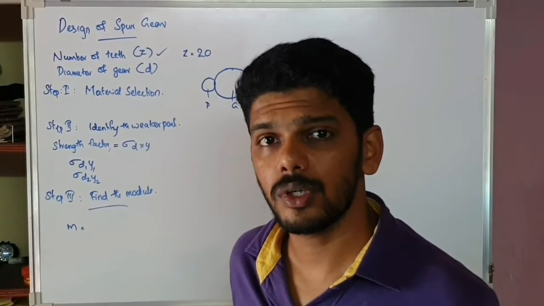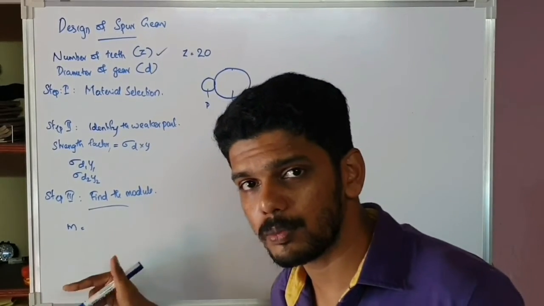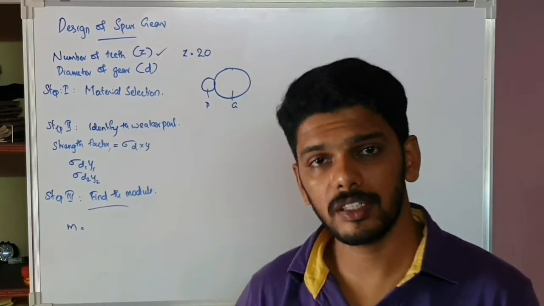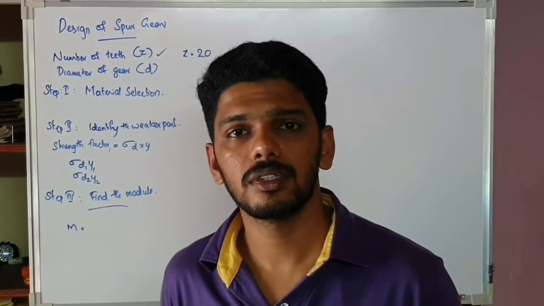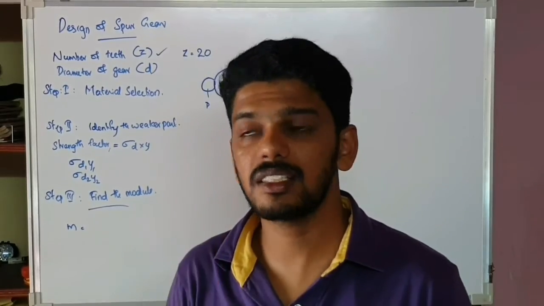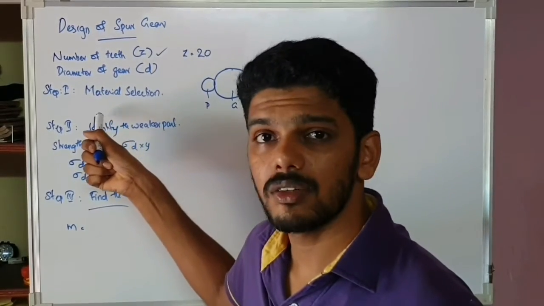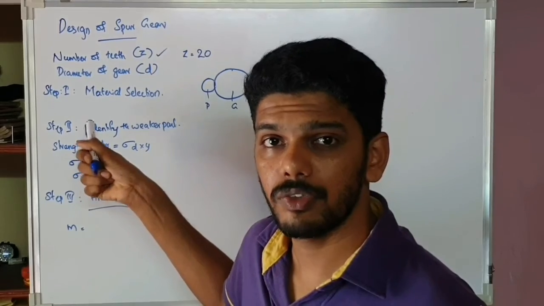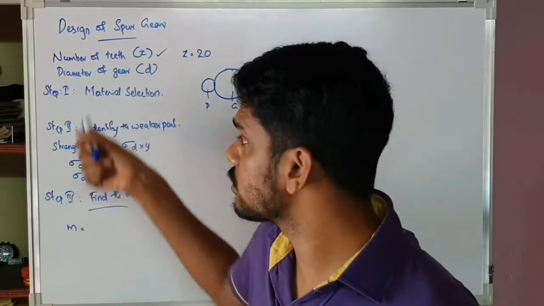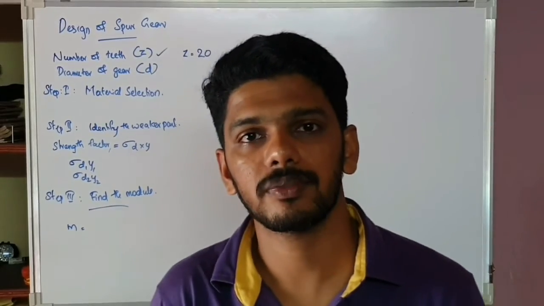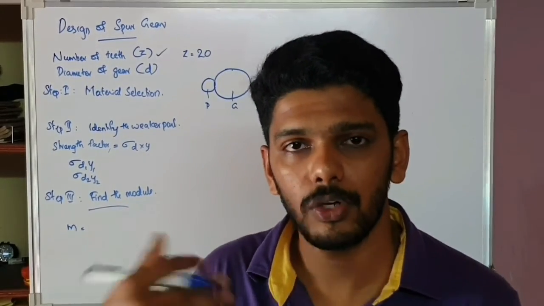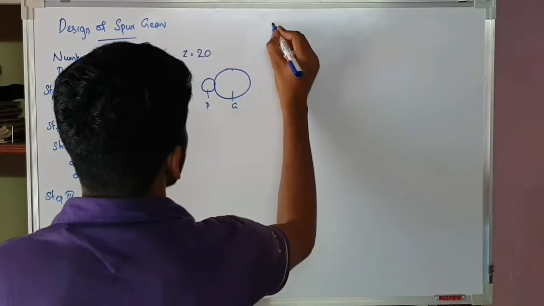After the module is increased, the steps are repeated and the sigma d is found again, and check whether it is correct or not. In step 1, we should get a sigma d less than the assumed one. If it is less, then the design is safe. Step 3 is complete. Now go for step 4.